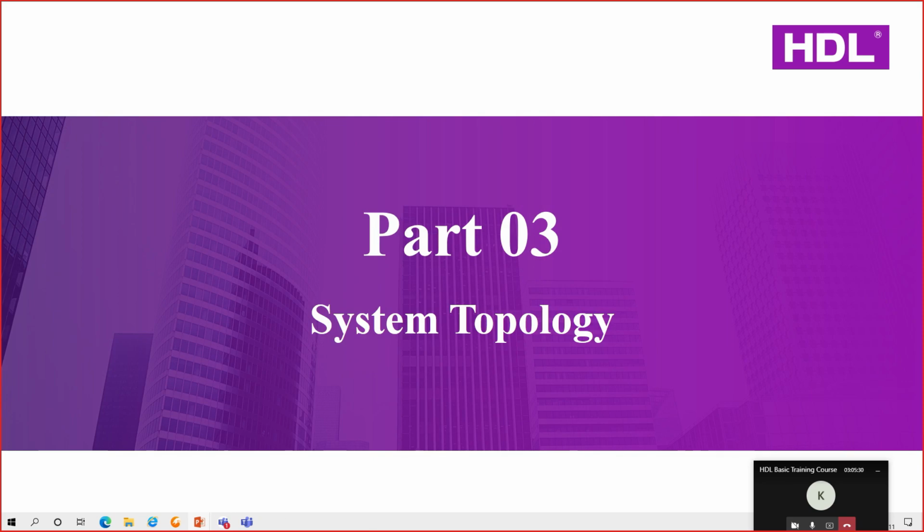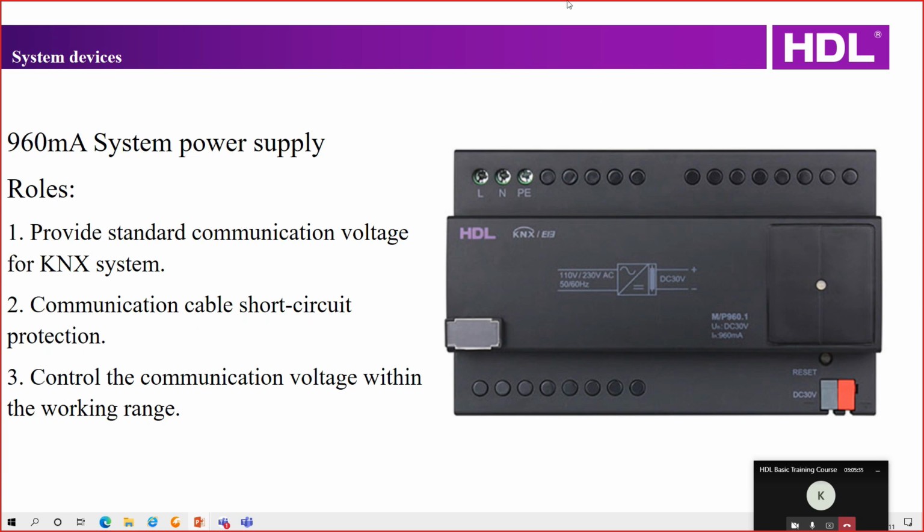And let's move on to part 3, system topology. This is our power supply of KNX system. It can provide standard communication voltage for KNX system, and it is able to do communication cable. And it can control the communication voltage within the working range. So this is the roles of our power supply.